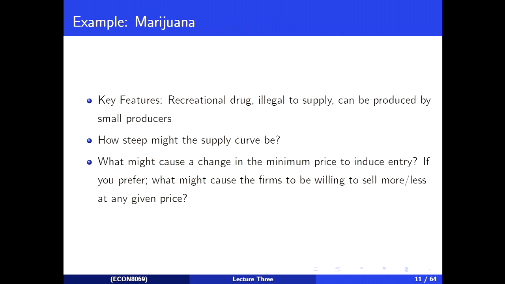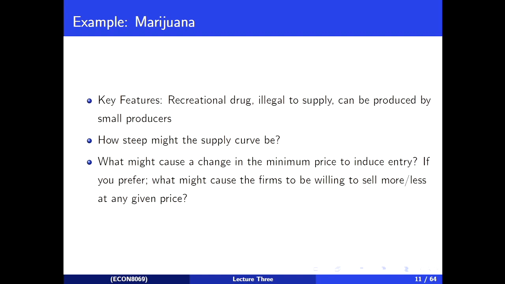Let's talk quickly about, again, our marijuana market, because it's always nice to talk about unusual markets. So again, key features: recreational drug, illegal to supply. And this is our distinction between demand and supply. Some things will affect demand and supply. The fact that it's a recreational drug is probably going to affect both demand and supply. The fact that it's illegal to produce is going to affect supply, and the fact that it's illegal to consume is going to affect demand. So the illegality is going to affect both, but for different reasons.